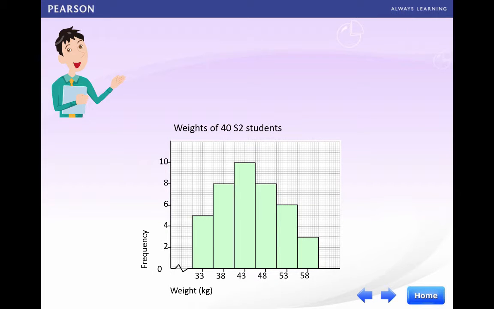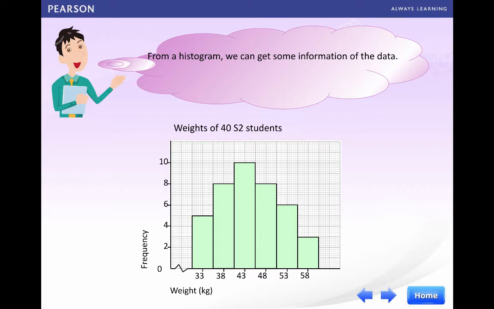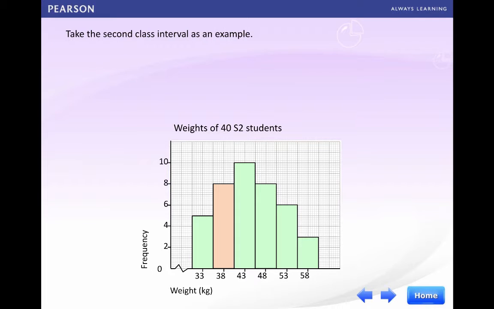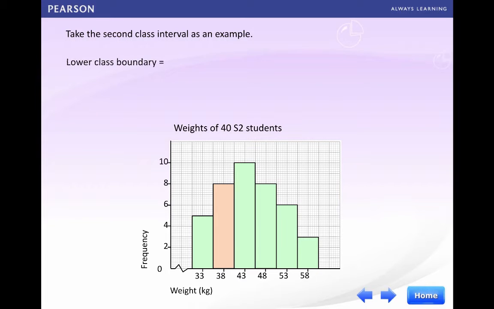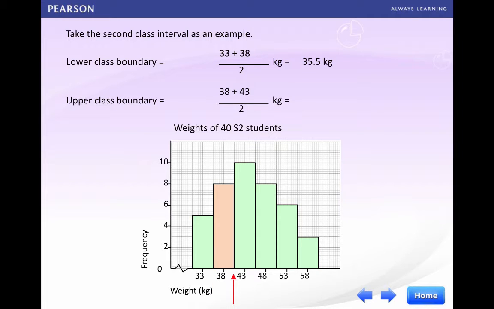So we can also find some useful information from the data. Look at this. For example, the second class interval: we can find the class boundary for this using the class mark. So for the lower class boundary, you add these two numbers, 33 and 38, over 2. Then you can find the lower class boundary. And for the upper class boundary, you add 38 and 43 over 2, and you get the upper class boundary.